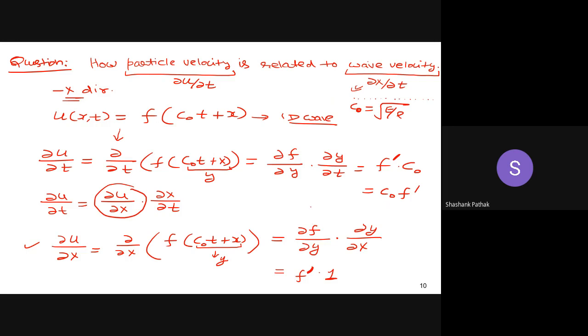So here we have del u by del t equal to c0 f prime, and del u by del x is nothing but f prime. Now just look at these equations very carefully, and after that tell me how we can relate wave velocity. You have here c0, wave velocity, and your particle velocity that you have here.